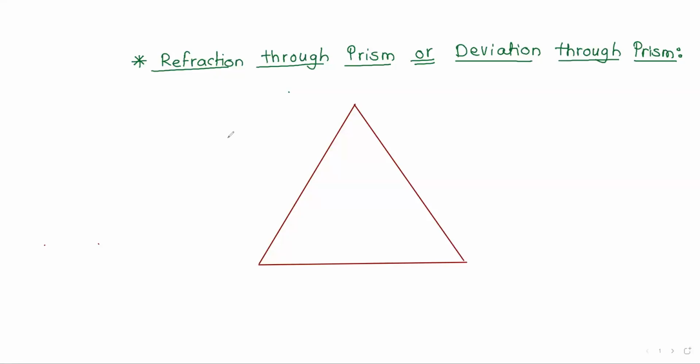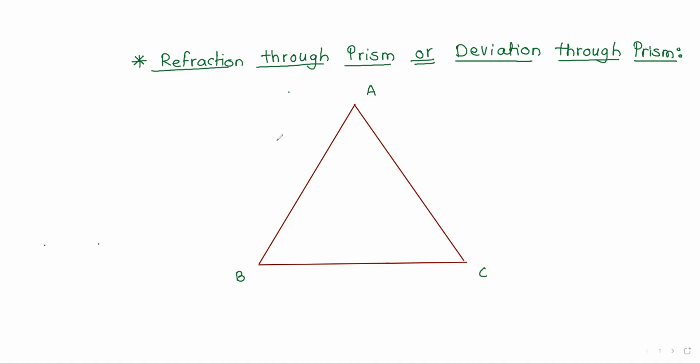Hello everyone. Today we are going to discuss a topic: refraction through a prism, or deviation through a prism. As you can see on the screen, here we will take an equilateral triangle, which is the principal section of a prism. Here we will give the name of this triangle or prism, that is ABC.